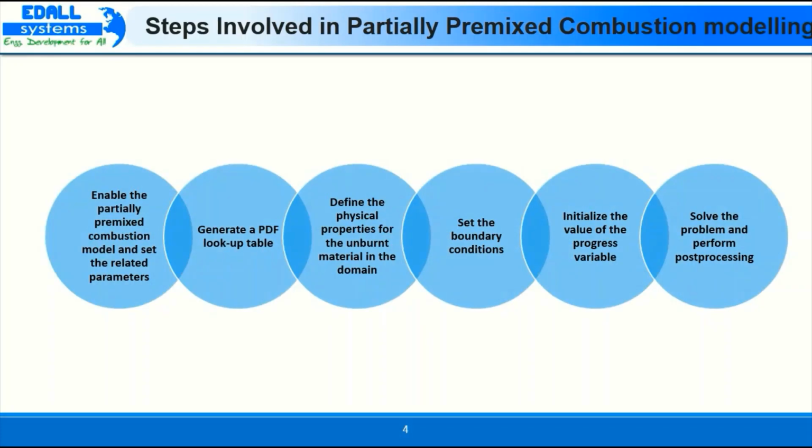Next, we will see the steps involved in modeling the partially premixed combustion model in Ansys Fluent. These are the 6 steps which one has to follow when carrying out the simulation for partially premixed systems using this model. We will discuss each of the steps in detail in further slides. Let's start with the first step: we have to enable the partially premixed combustion model and set the related parameters.